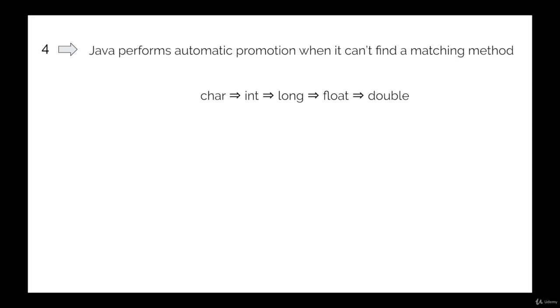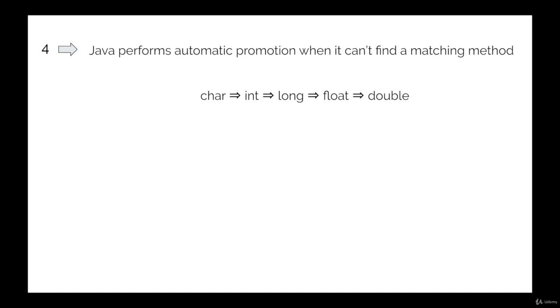So for example, if you pass a character and there's no perfect match, but there is a match for long, the compiler will convert this char to int and then check for the match. But if you don't find a match for integer either, then it will convert to long. Now if long is where you find the match, then the compiler will execute this particular method with long as the parameter. So let me show this to you with the help of an example.